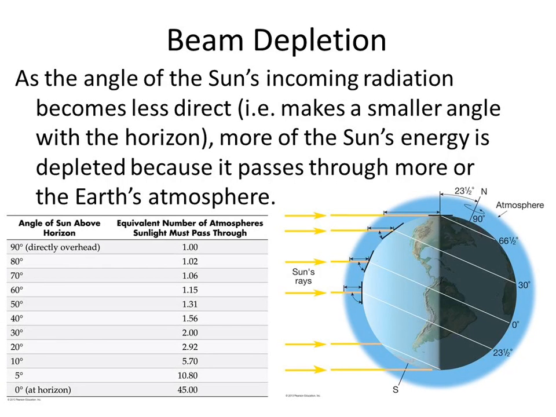So the length of the orange line is the path through the Earth's atmosphere. The longer the line, the more of the Earth's atmosphere that little bit of sun needs to go through. So the smaller the angle up here, you can see that it goes through more of the Earth's atmosphere, and significant beam depletion occurs.